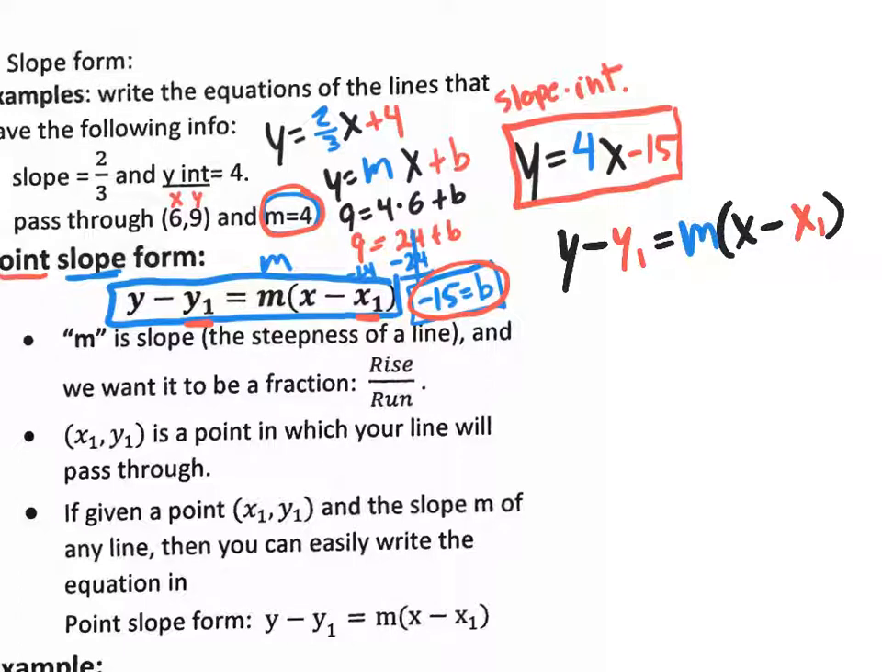Okay? That's my point-slope form. That's what we need to memorize. So let's write it on each problem that we do. That way we memorize it, right? The more we write it, the quicker we memorize it.